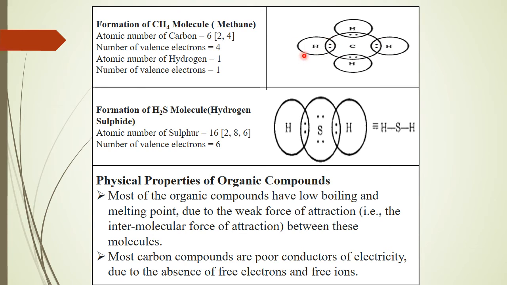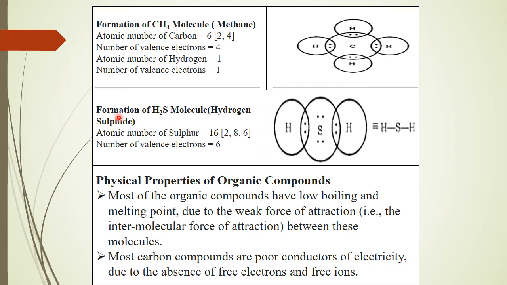So this carbon has 2 electrons here. Carbon has attained stability here, and here. This one also attained stability. So this carbon has attained a total of 8 electrons, 2, 4, 6, 8. So this compound is called the methane molecule.